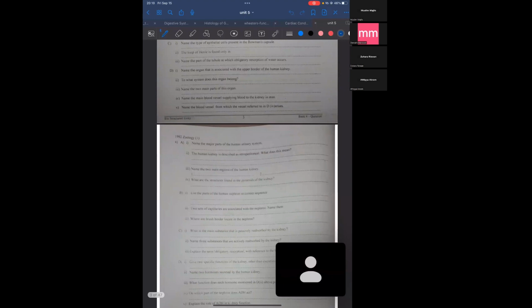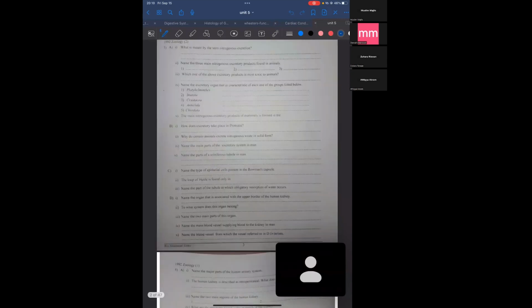Okay, this is a classified structure book that I got from my juniors.